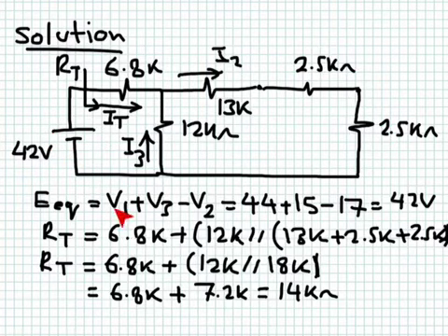This equivalent source is V1 plus V3 minus V2. V1 and V3 are helping one another. They are trying to push current in the same direction, whereas V2 is opposing them. So 44 plus 15 minus 17 will give you 42 volts.